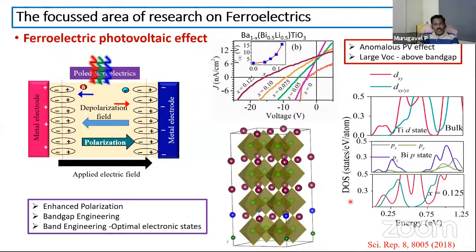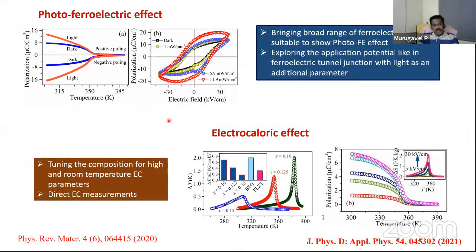Apart from that, ferroelectrics can also be used for other applications. One of the applications is that temperature and electric field can be used to change the polarization of the ferroelectric material. In addition to that, recently we demonstrated that light can also be used as an external parameter to tune the polarization. This completely opens up a new area of applications, so we will be exploring more in this field.